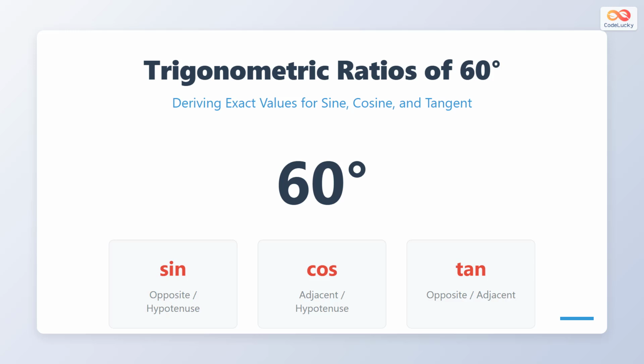Welcome. Today we are going to learn how to find the exact trigonometric values for the angle of 60 degrees. Instead of just memorizing a table, we will derive these values from scratch using simple geometry. This way, you will truly understand where numbers like square root of 3/2 come from.